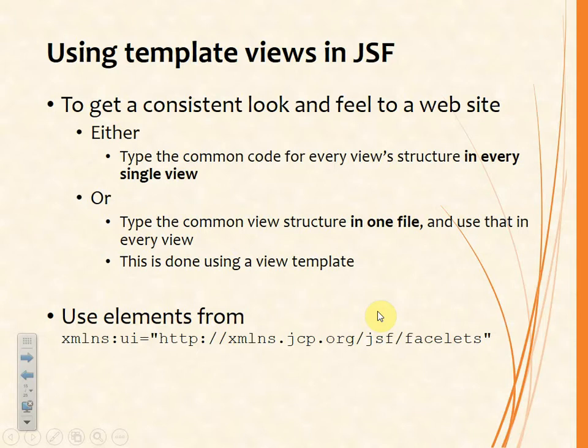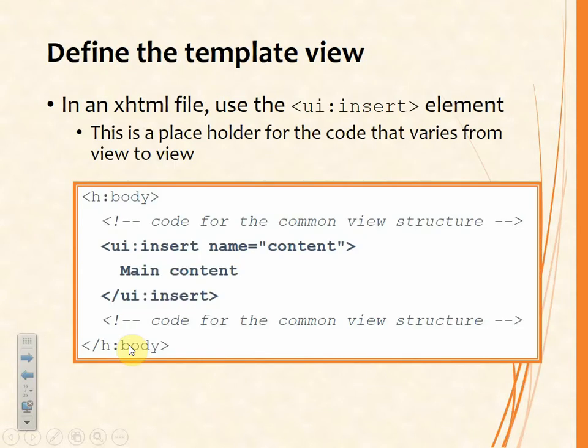Now, the elements that we're going to use here are in the facelets library. Typically, the label that we associate with that library is UI. So in the template file itself, we'll use the UI insert element. So we'll probably have some standard HTML and facelets code, so bodies and paragraphs and headers and all the rest of it. But there will come a point when you want to say, here is a placeholder for some content.